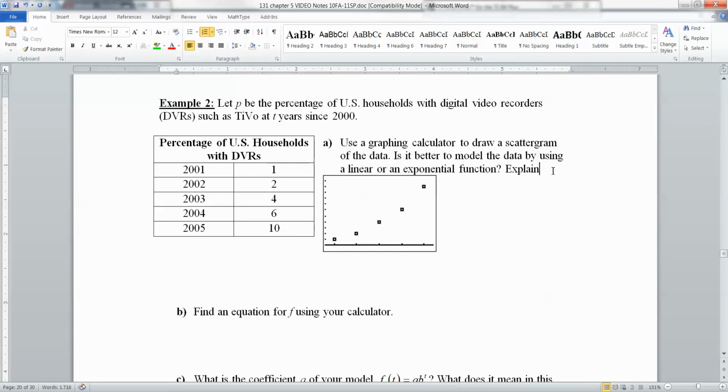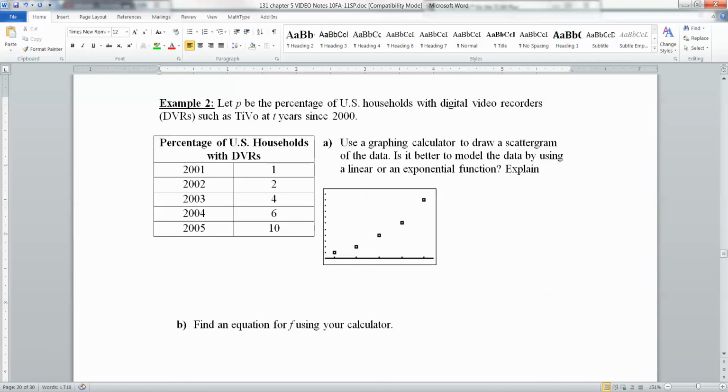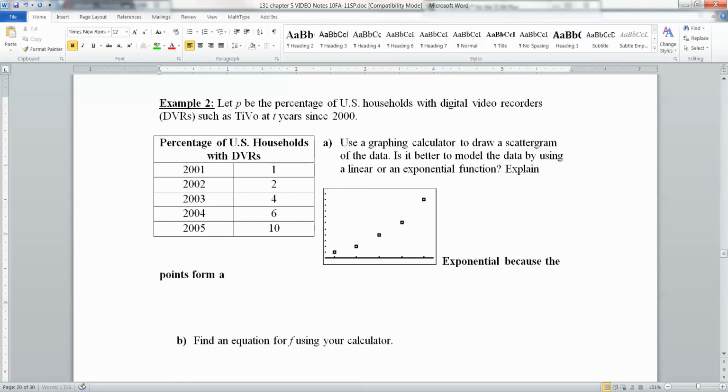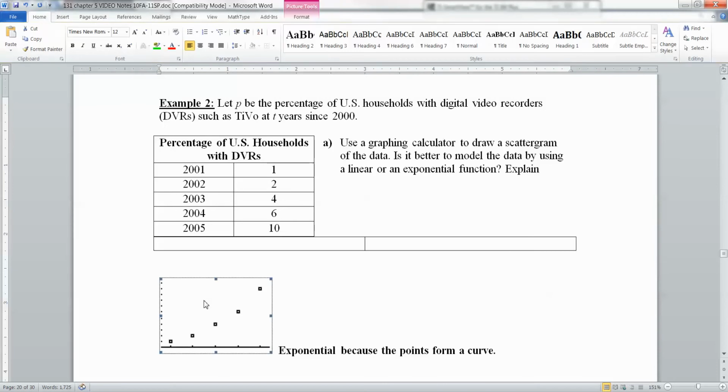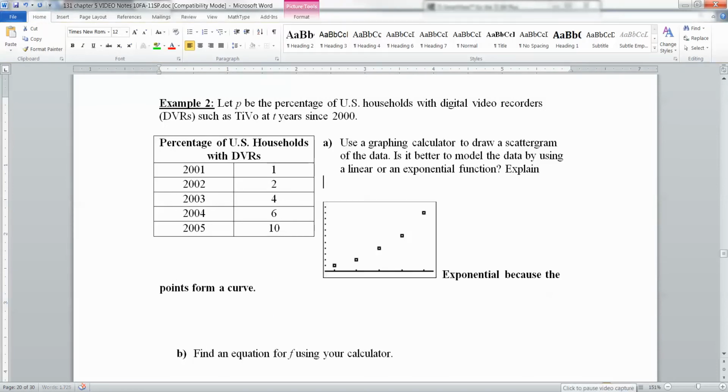All right, so let's see here. That would be a better exponential model because the points have a curve to them. Do you see how they increase a little bit and then a little bit more and then increase even more and then increase even more? It's not that it's going up, it's the fact that every time it goes up by a little bit more than last time, especially at the end right here. It's really starting to arc. So exponential because the points form a curve, which seems kind of like a silly thing, but it's actually really important to you guys for one of your projects. Being able to look at a scattergram and make a decision like that.